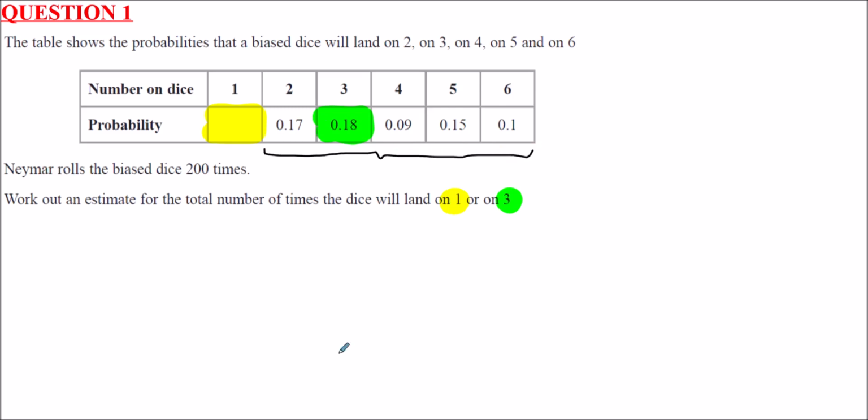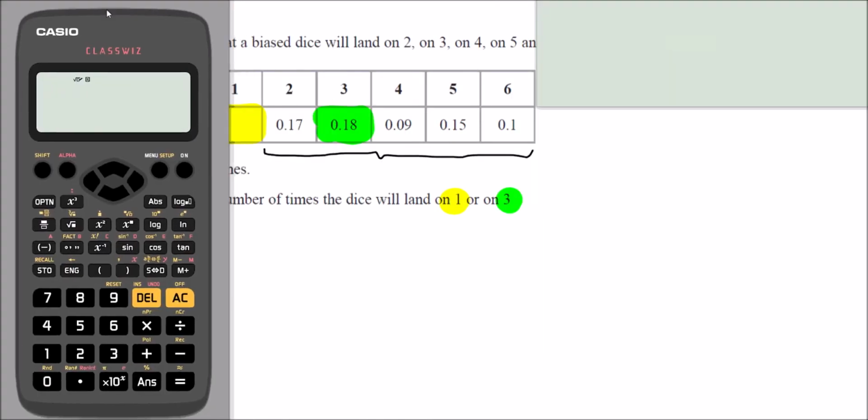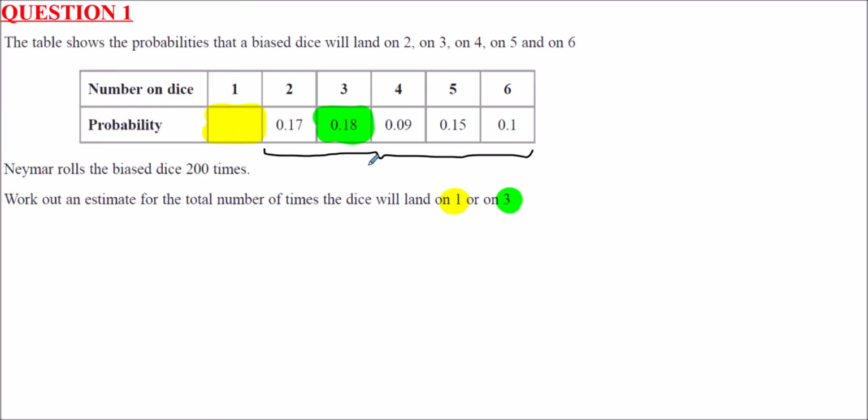So if we add all these together first of all, we can see what that gives us. First off, we've got 0.17, then plus 0.18, then plus 0.09, plus 0.15, plus 0.1. That gives a total of 0.69. Therefore, the probability of landing on a 1 will be 1 subtract 0.69, which will be 0.31.